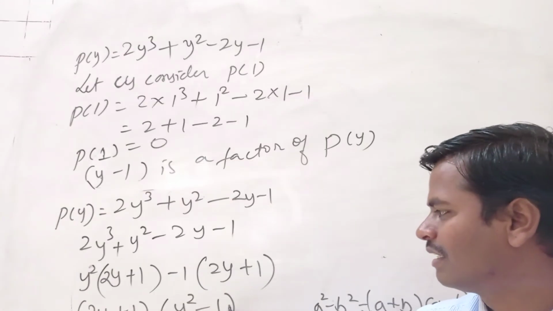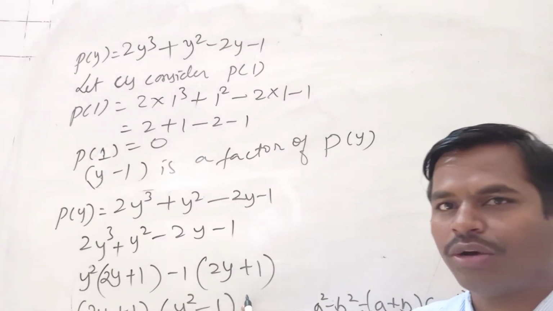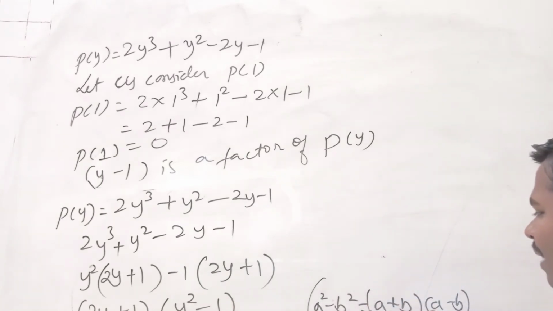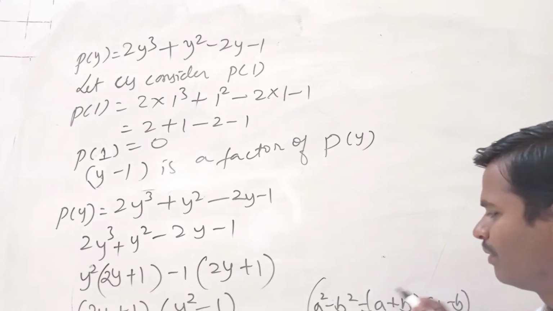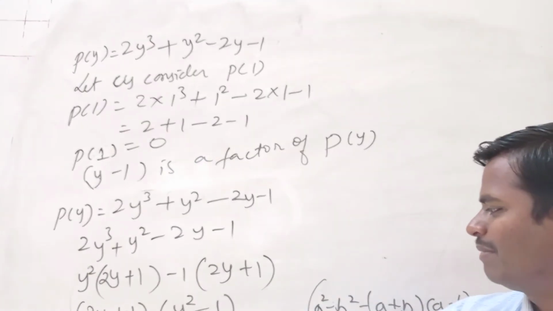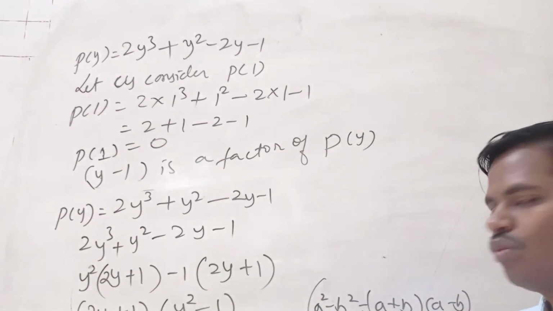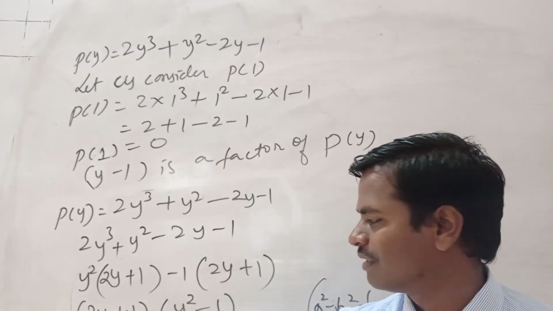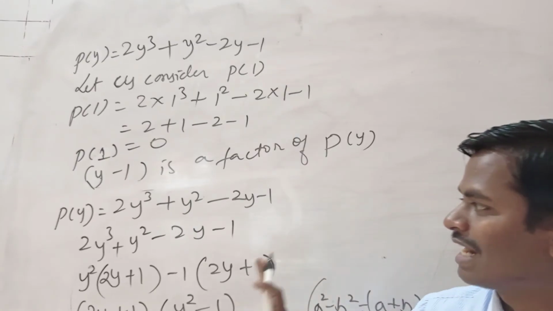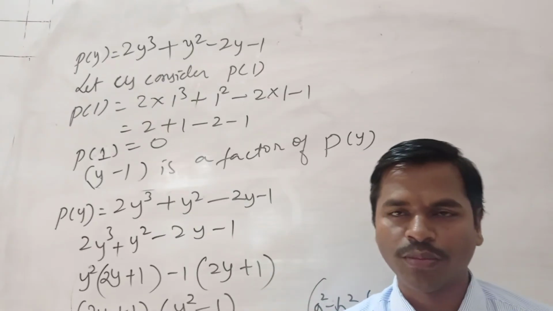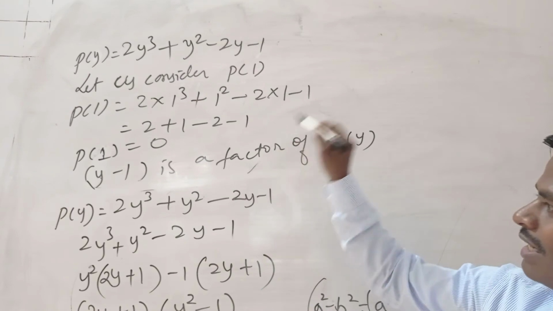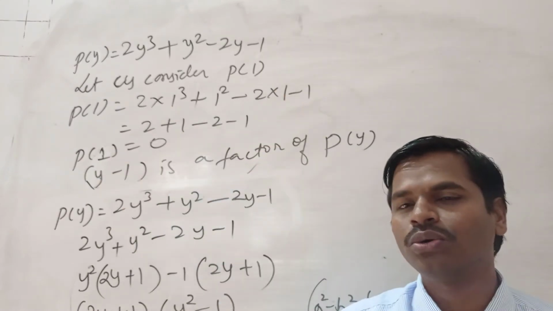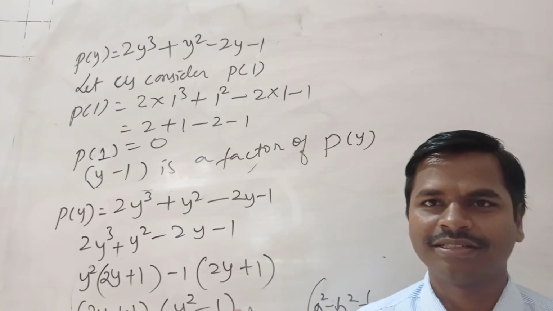In this case, again a square minus b square formula we are using. A square minus b square equal to a plus b into a minus b. In this, a plus b means y plus 1, a minus b means y minus 1. In this way, we are getting three factors by factorization method. We can also do this one by long division method, no problem. Up to here, we have done that one. We will divide this one by long division. By that long division also, we will get these factors.